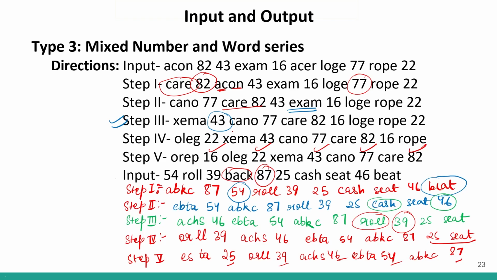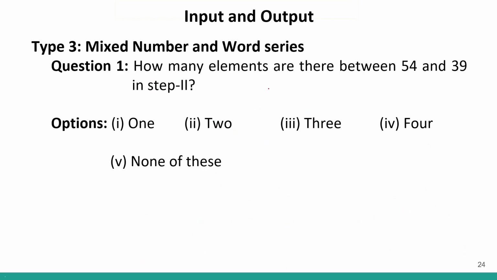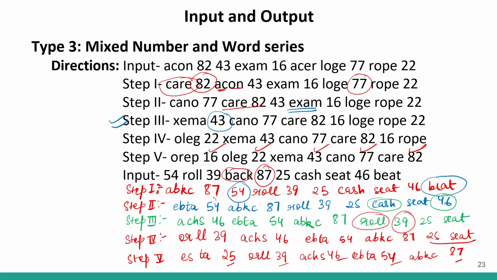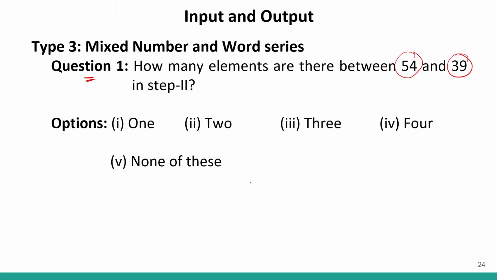So now let us move on to the questions. This question will also have certain questions. Question number 1 says, how many elements are there between 54 and 39 in step 2? So step 2, 54 and 39. How many elements are there? 1, 2, 3. So there are 3 elements between 54 and 39 in step 2. So answer will be option number 3, 3. Correct?